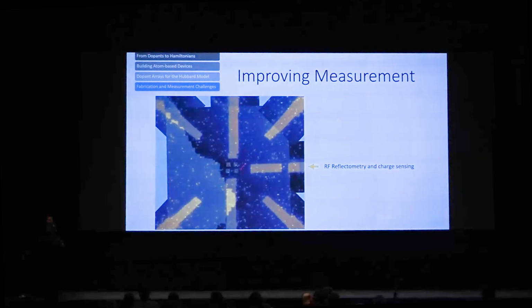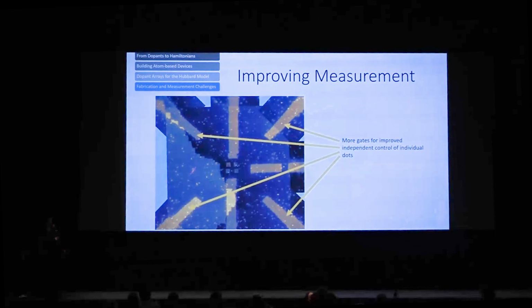In fact, here's an example of a 2x2 array that I've made with single phosphorus atoms at each site. Another thing that we want to do is improve how we're doing measurement. We can build extra structures into the system, where here we've got a single electron box that can be used for charge sensing on the array. And we want to bring in RF reflectometry signals so that maybe we don't have to rely so much on transport measurements through the array. The other thing you can see here is we've got a lot more gates, where now maybe we can start imagining independently controlling each of the dots on an array.